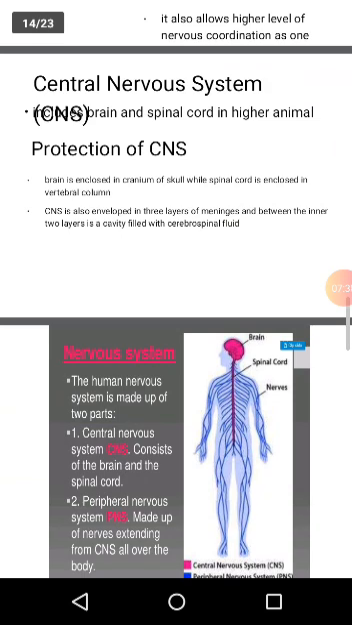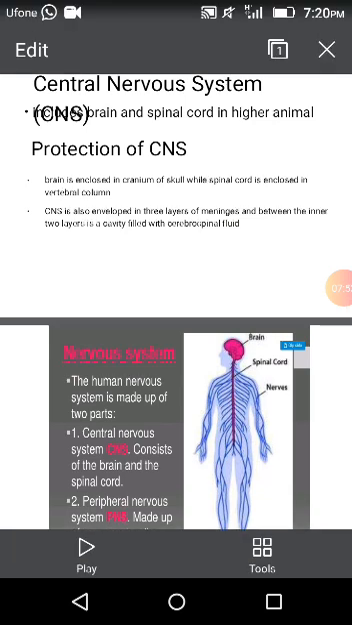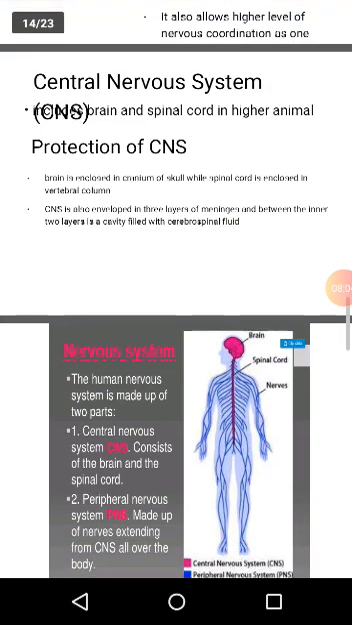Now the next is the central nervous system. The central nervous system, as I have told you earlier, consists of the brain and spinal cord. The brain is enclosed in a cavity called the cranium of the skull, while the spinal cord is enclosed in the vertebral column. The CNS is also enveloped in 3 layers of meninges, and between the inner 2 layers is a cavity filled with cerebrospinal fluid.